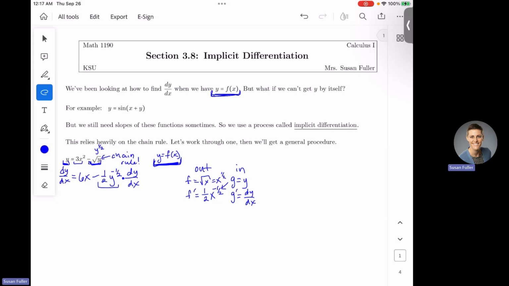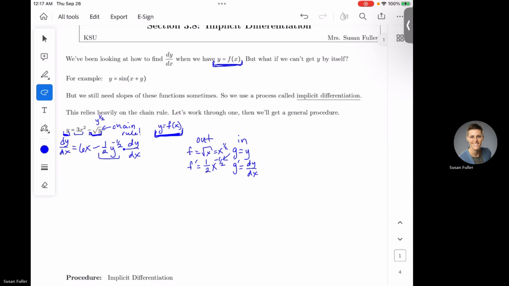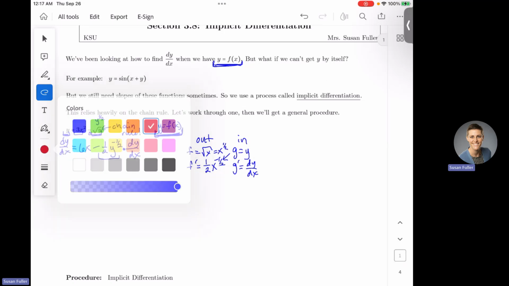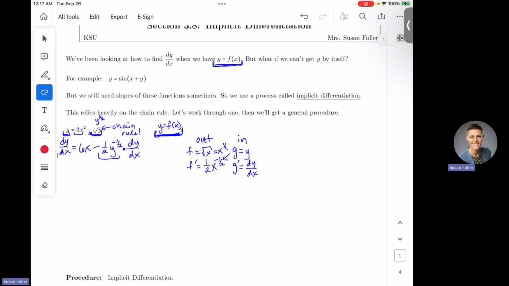This is implicit differentiation. But I'm not quite done because I'm still after the slope, right? I want to know what the slope is. And the slope is my derivative, which is this dy/dx bit. So from here, we're going to try to get dy/dx all by itself.